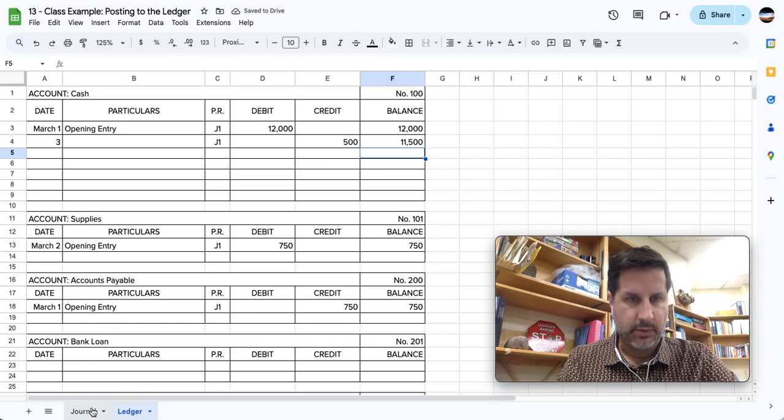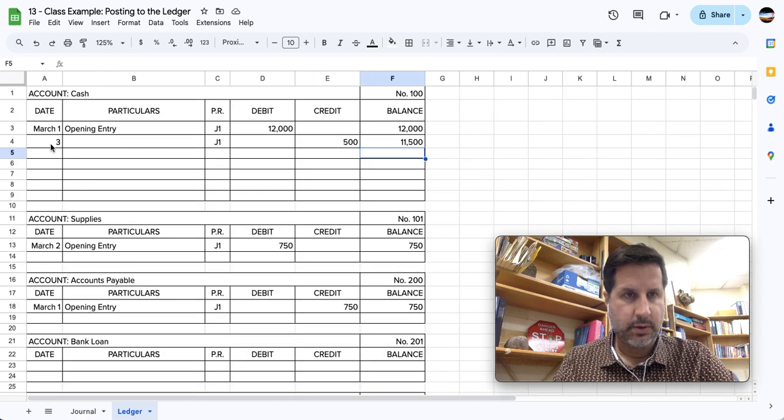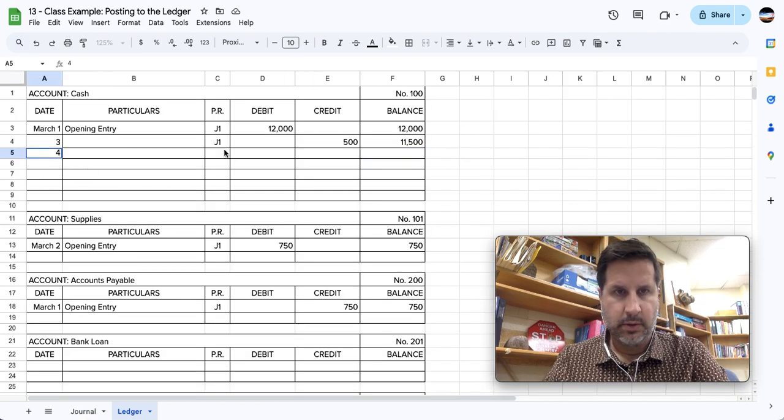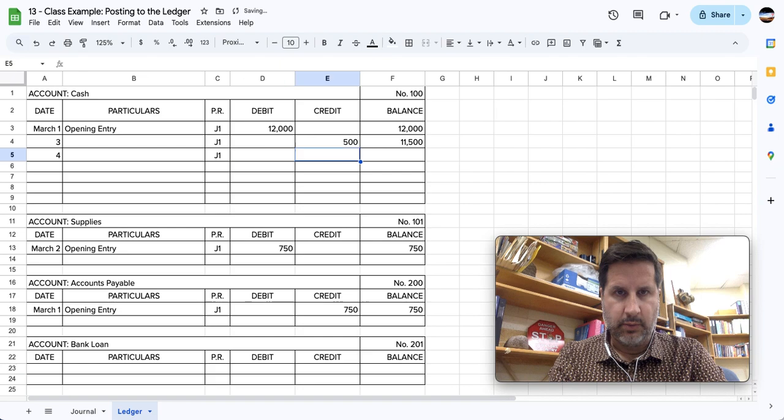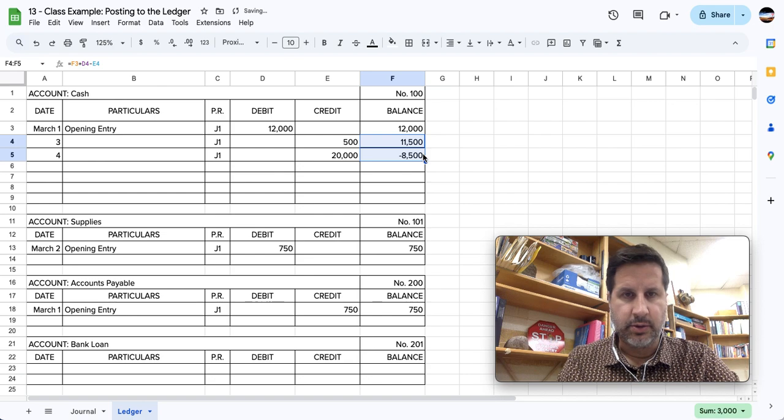So what was the date? On the 4th. J1, we got a $20,000 investment. Now look what I do. I'm going to click on that 11,500. You're going to see this little circle here. If you put your cursor there, it'll turn to a black cross. If you just click and drag that down, it's going to automatically do your formula for you.